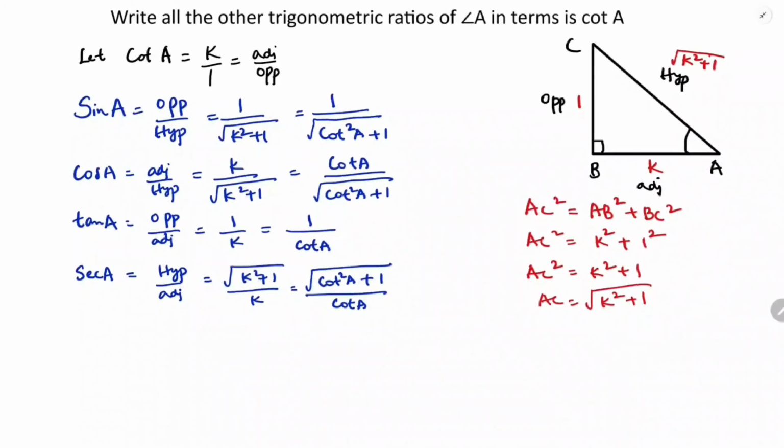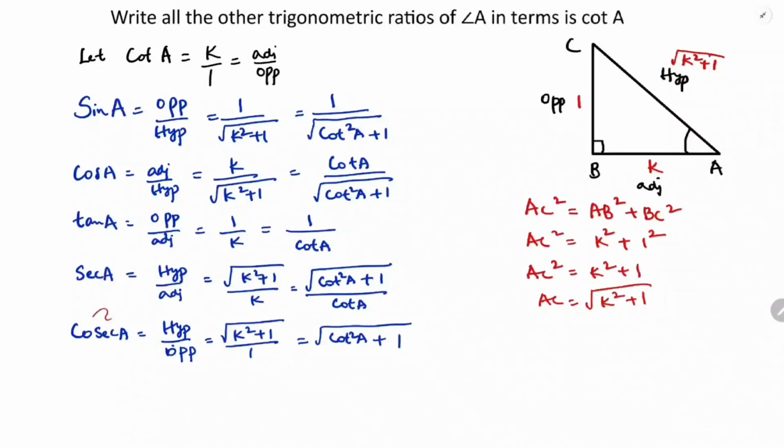And the last ratio, that is cosec A. Cosec A is hypotenuse by opposite. So hypotenuse is under root k square plus 1. Opposite is 1. So under root, in place of k cot, so k square will be cot square A plus 1. So here all the ratios, sin, cos, tan, sec, cosec, I wrote in terms of cot A.